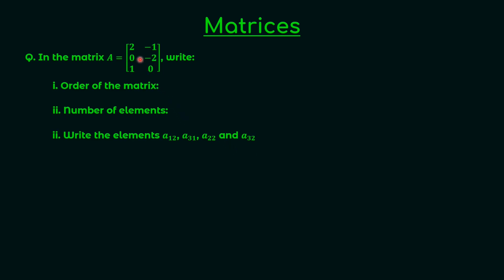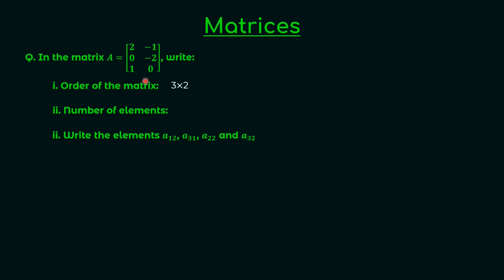Now here order is nothing but number of rows by number of columns, right? And in this example there are 3 rows, 2 -1, 0 -2 and 1 0. And there are 2 columns, 2 0 1, -1 -2 0. So therefore the order is nothing but 3 by 2. Number of rows by number of columns. And the number of elements, you can simply count this and get the total value of 6.